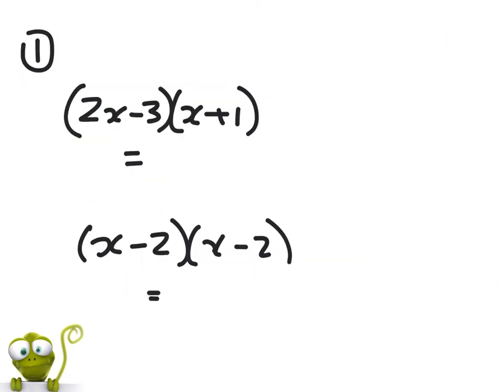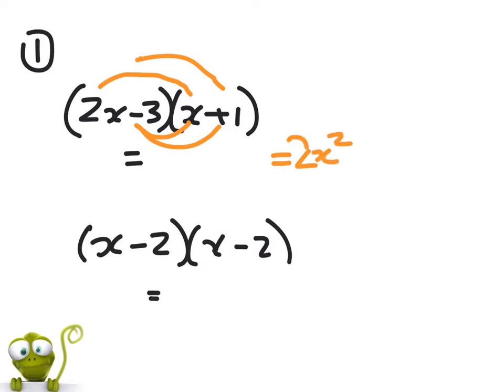The first question is to remove a couple of brackets. I think a lot of us are now doing the method where we do 2x times x, 2x times 1, negative 3 times x, negative 3 times 1, which gets us an expression: 2x squared, so many x's, and then a number at the end.